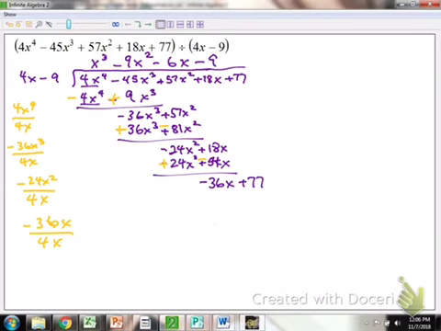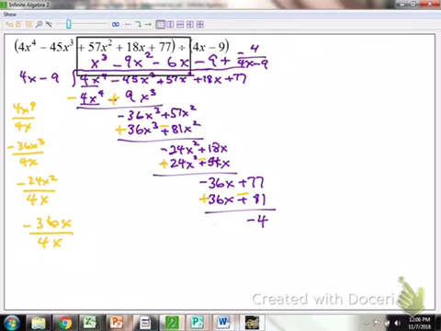Excuse me, just negative 9. The x is canceled there. Then negative 9 distributed there would give us negative 36x plus 81. And subtraction changes the signs. Looks like we have a remainder of negative 4. So my remainder is negative 4 over my divisor, which is 4x minus 9. So the quotient of this problem is x cubed minus 9x squared minus 6x minus 9 plus negative 4 over 4x minus 9. So that's how the long division process works.